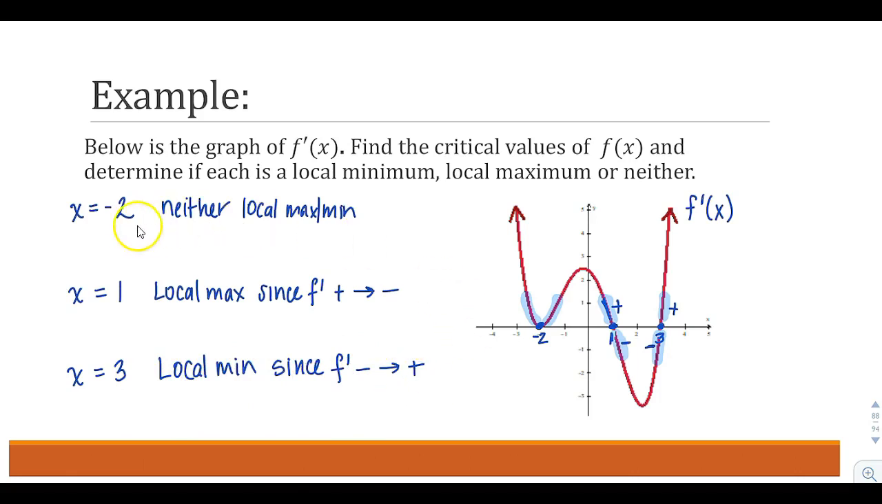So at -2 is the only location where I had neither a local max or a local min, and that's because there again was no sign change. I had positive to positive. So I'll go ahead and write since f prime was positive and stayed positive.